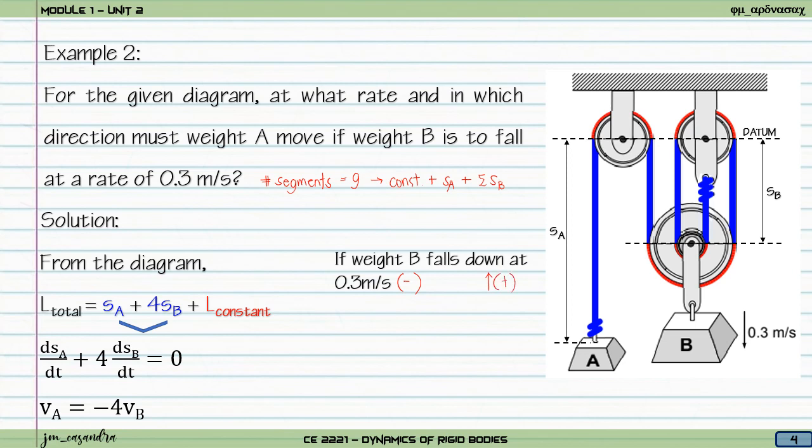So substituting now negative 0.3 in our equation, VA now is equal to negative 4 times the negative of 0.3 meters per second. So VA now will be equal to 1.2 meters per second, which is positive, meaning VA is moving up when B is moving downwards.